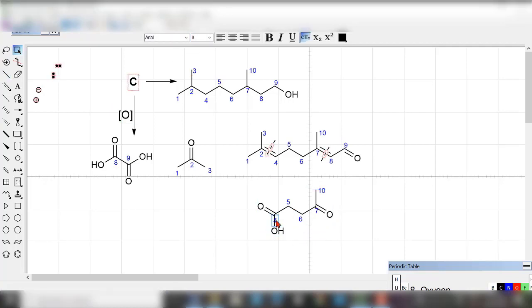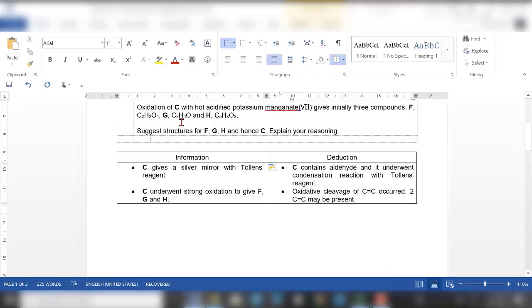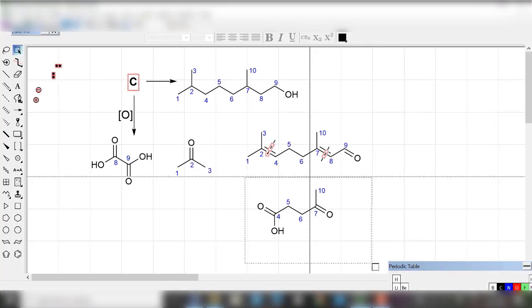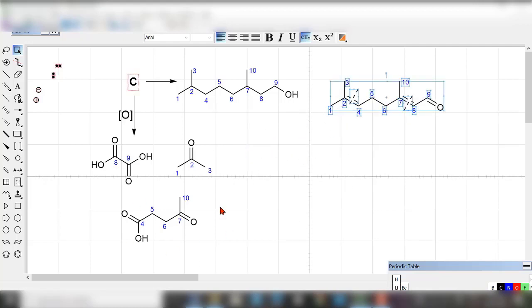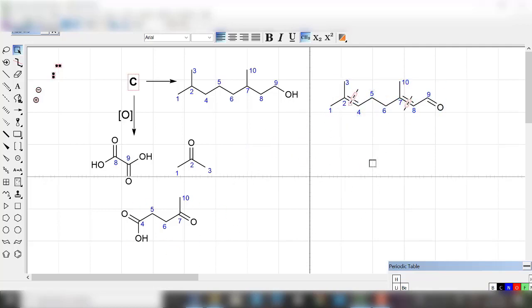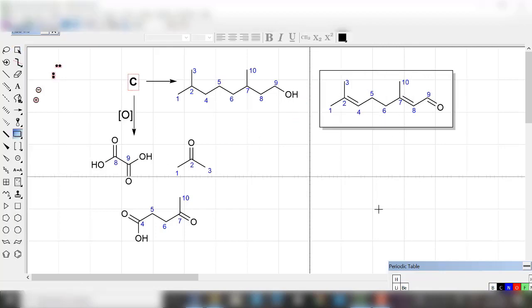So if you scrutinize this 5-carbon structure, I think you can easily tell that the formula is C5H8O3, which fits into this C5H8O3. So with that, I will be able to conclude that my structure of G is as follows. So this is my G, and from here you can conclude that the structure of C will be like this. So this will be the structure of C.